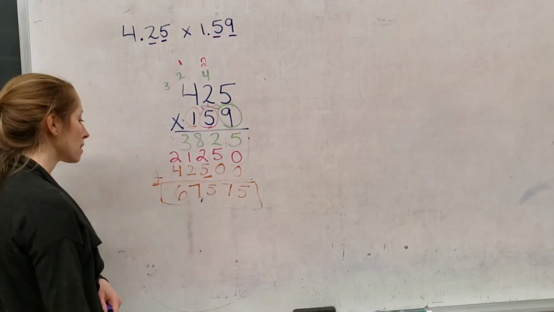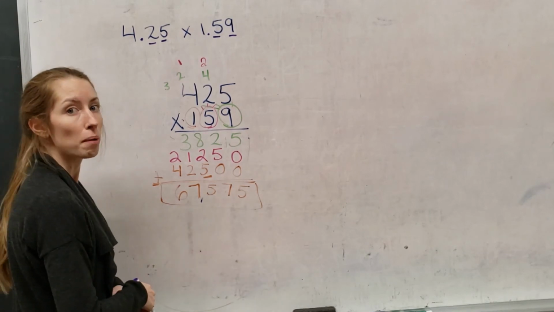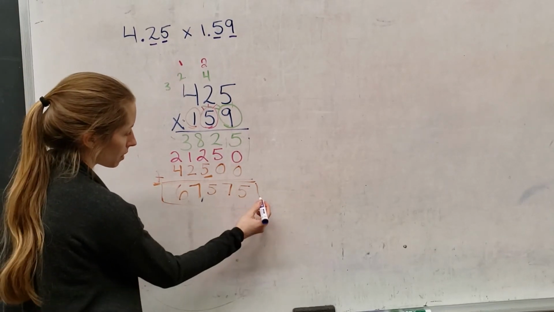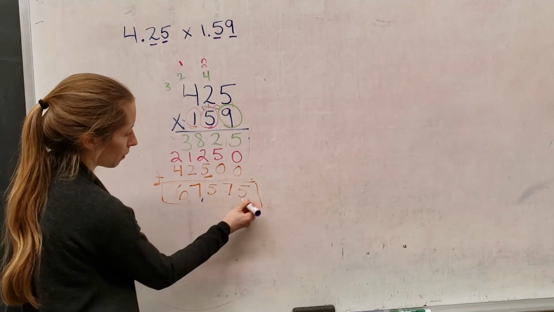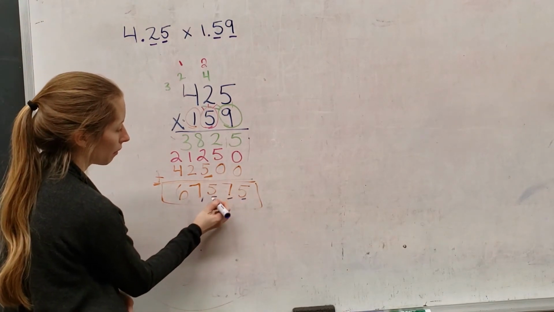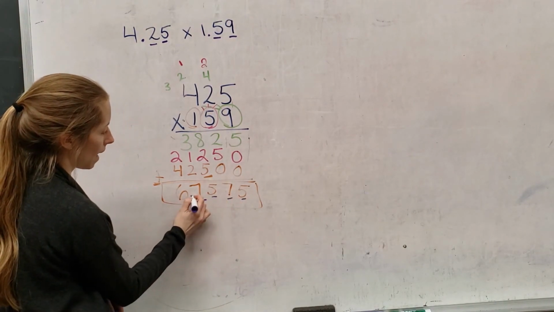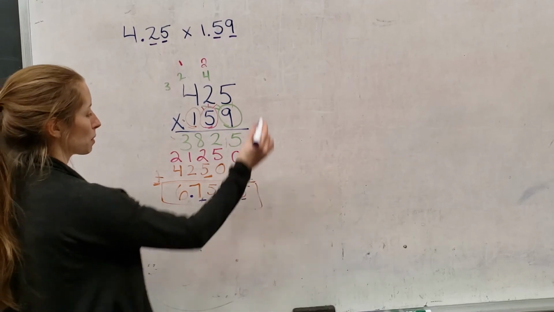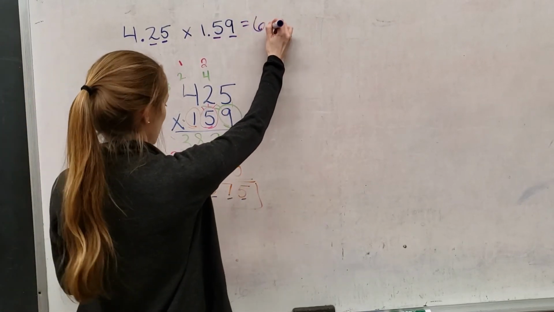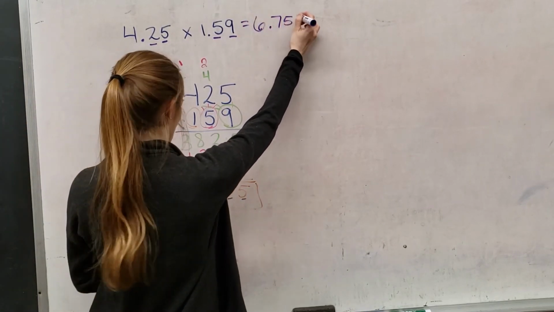That's how many places I need to have after my decimal in my final answer. So I'm going to start on this right side and count 4 backwards. 1, 2, 3, 4. That is where my decimal point goes, which makes my answer 6.7575.